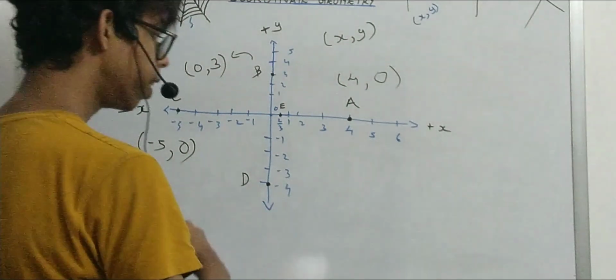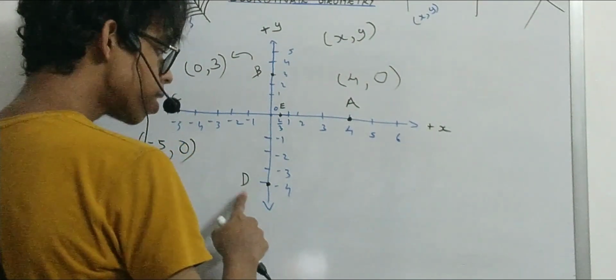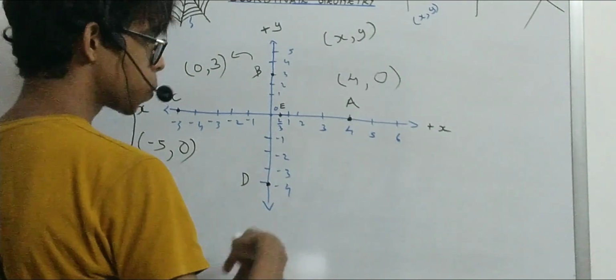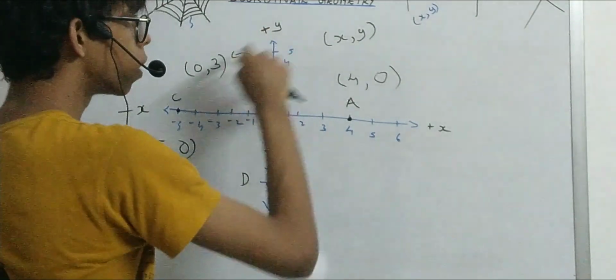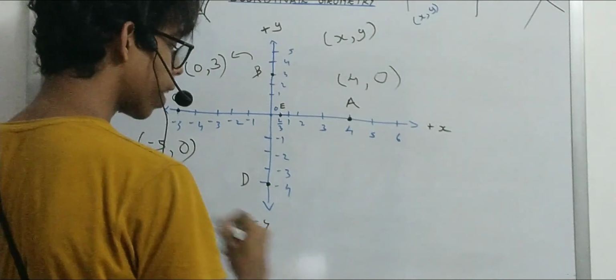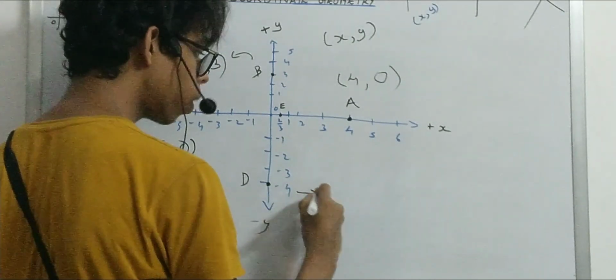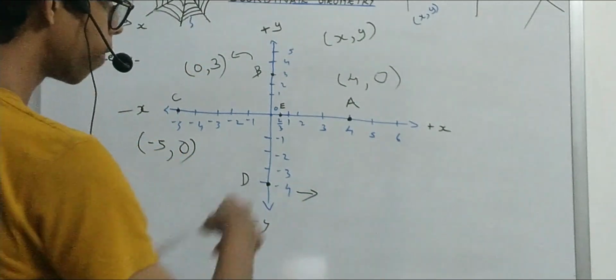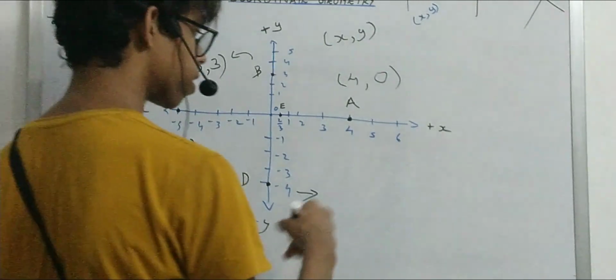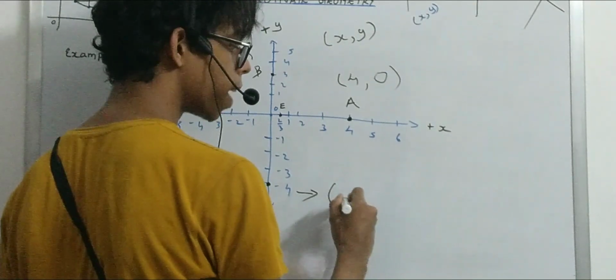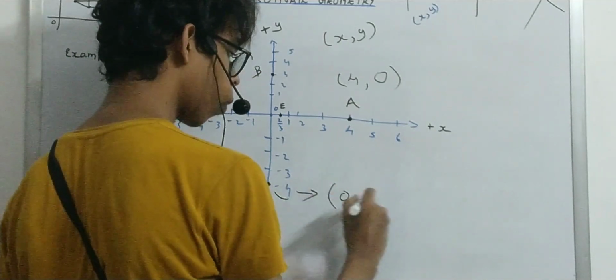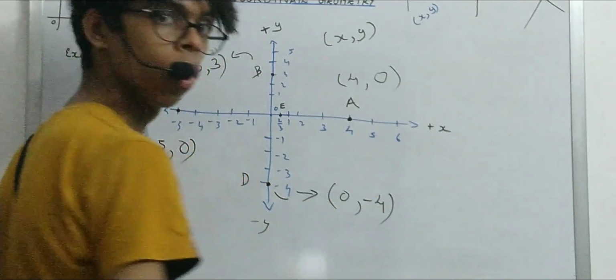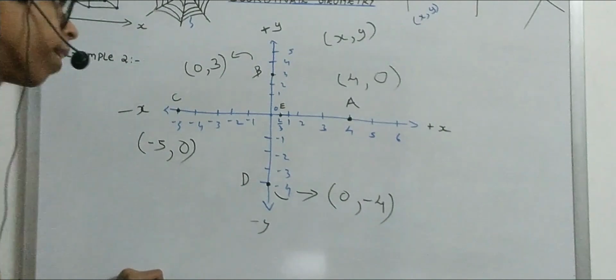Now just see the D one. Now the point D lies on -4, and where is this -4 present? The -4 is present on the negative y-axis. It does not have any points on the x-axis. Since it is present only on the y-axis, our x-coordinate will be 0 and our y-coordinate will be what? -4. Okay, I hope it is clear.